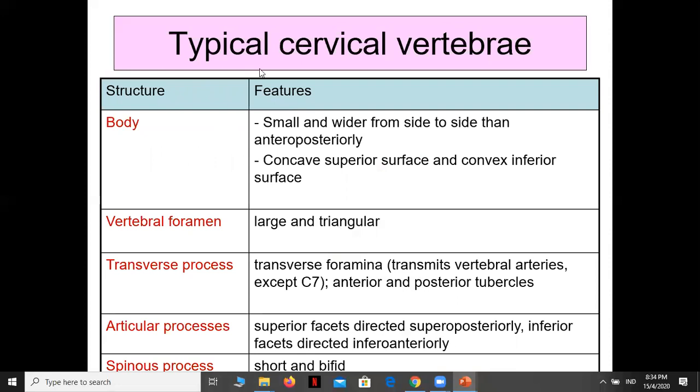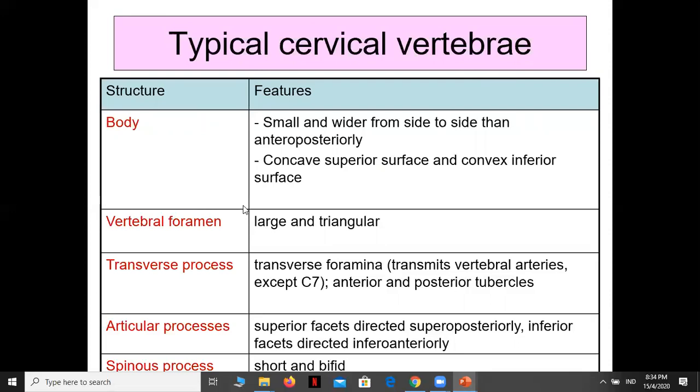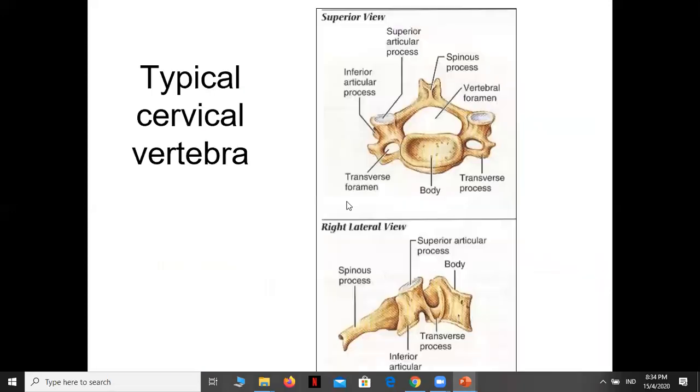Okay, that is the features of the typical cervical vertebra that you have to know. And then the other feature is the vertebral foramen. Like I have mentioned earlier, it is large and triangular in shape.